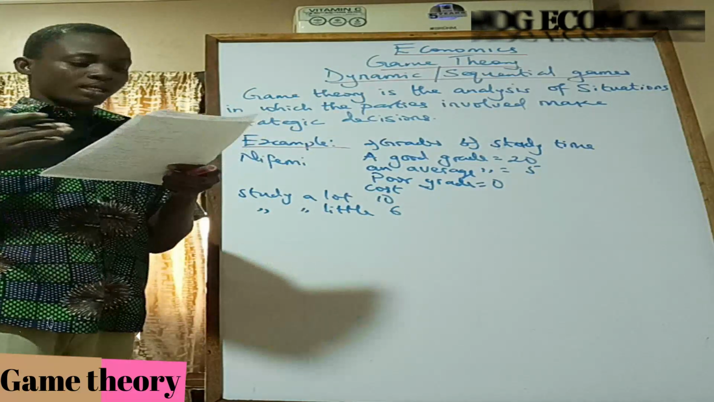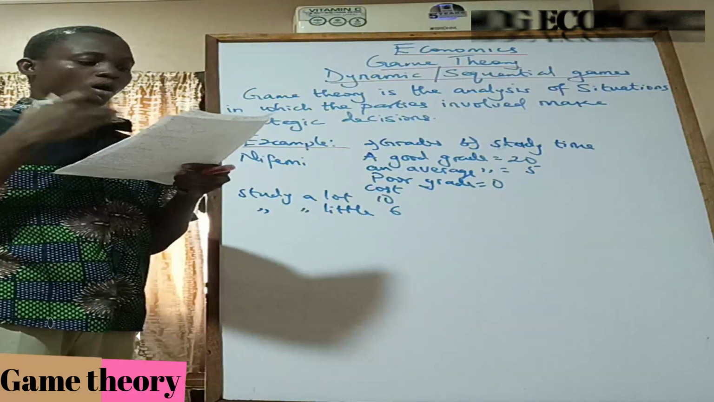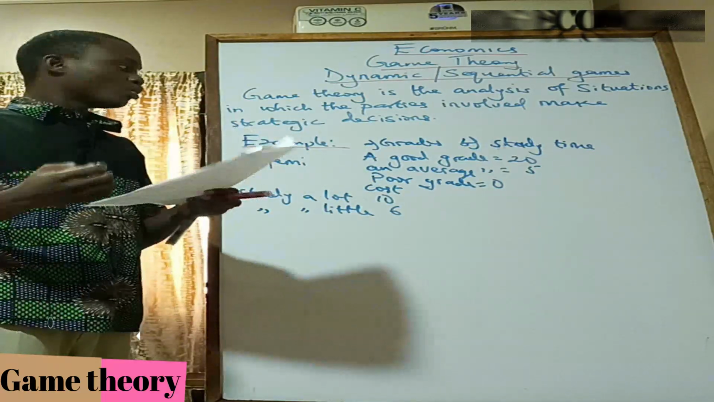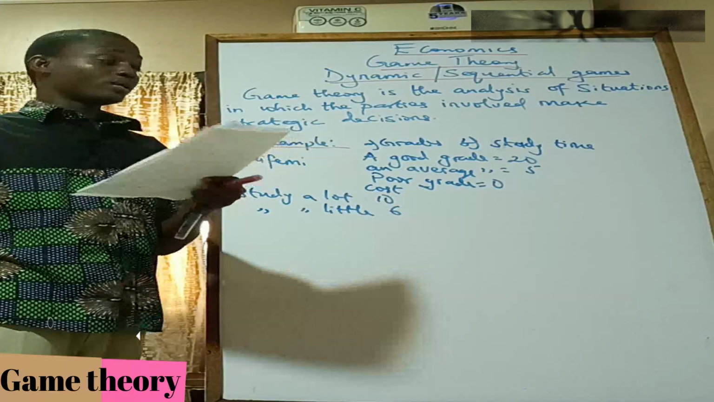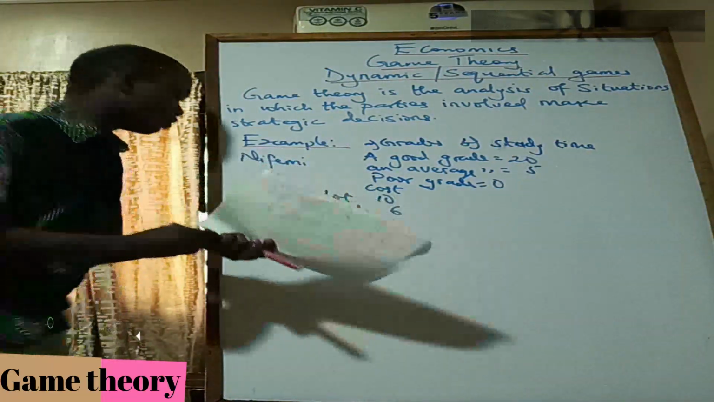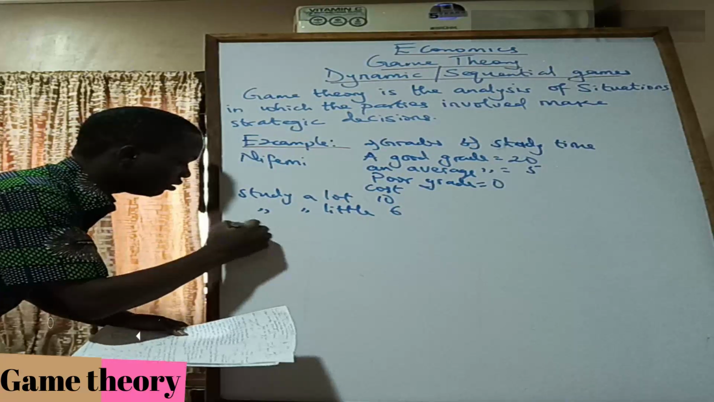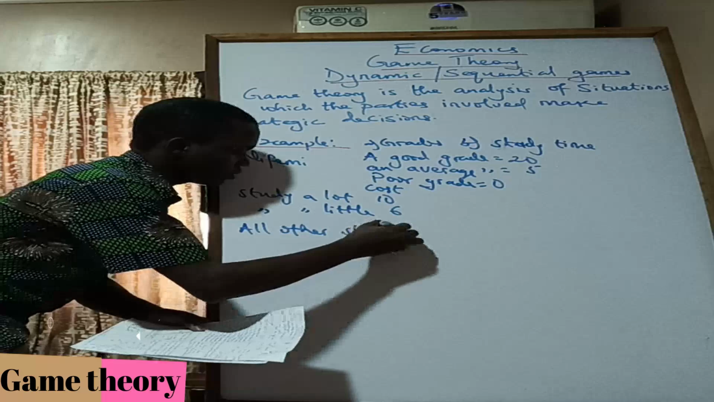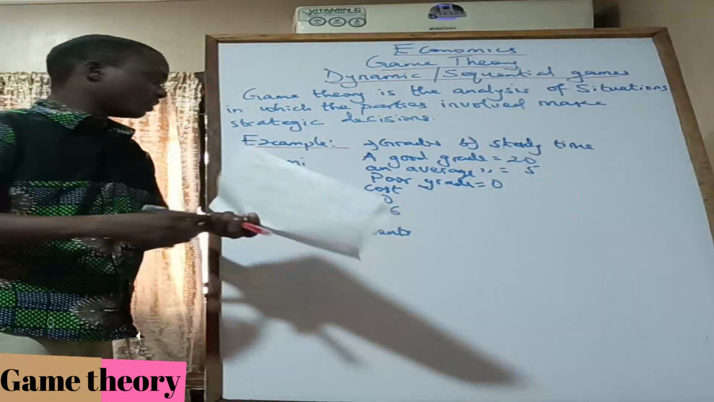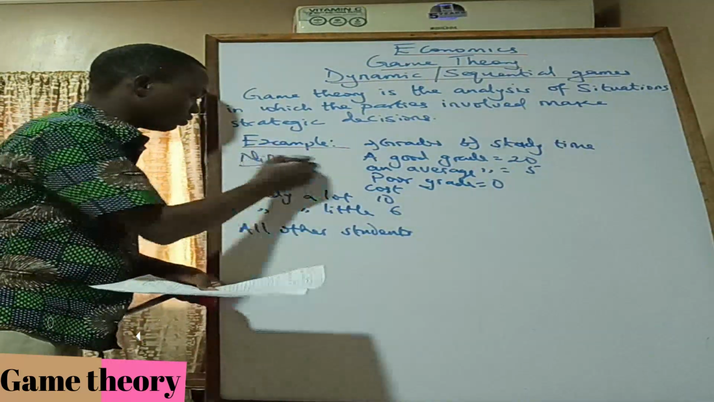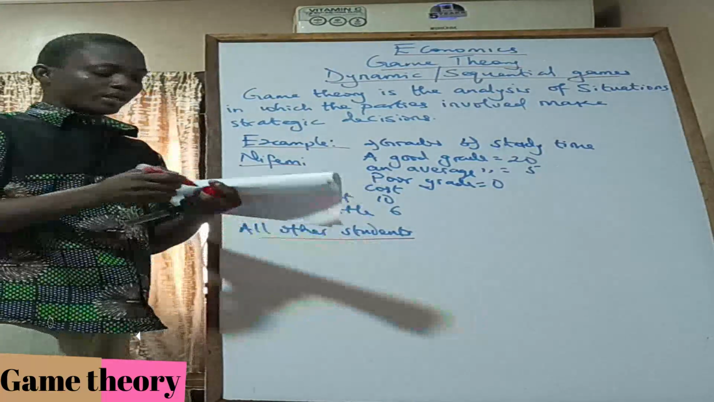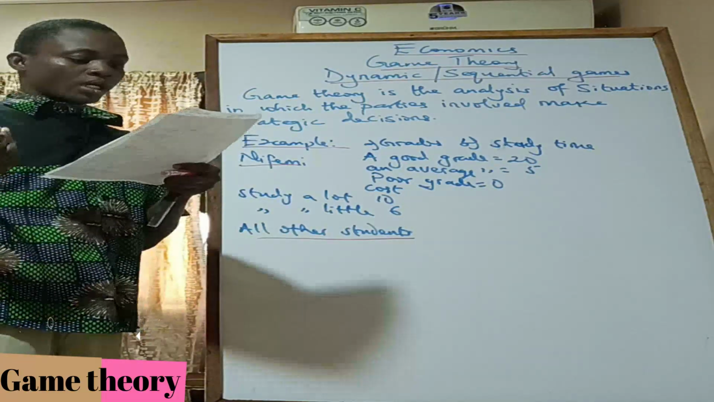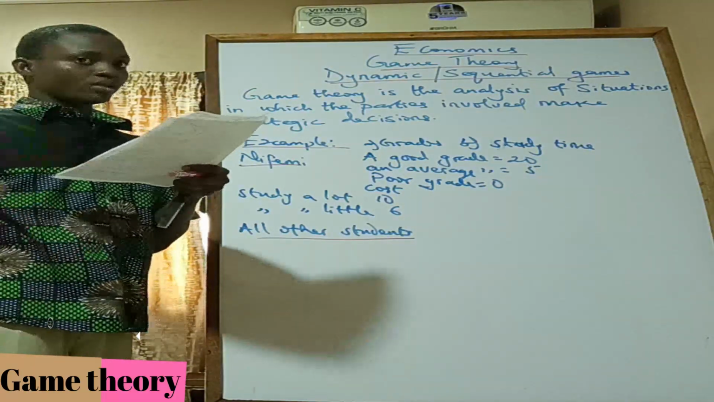It says, moreover, if Nifemi studies a lot and all other students study a little, so that's already giving us an idea of a different kind of player. So Nifemi is a player in this game. All other students would be another player in this game. So those are the two players. So far so good. So we now have, if Nifemi studies a lot and all other students study a little, he will get a good grade and they will get a poor one.